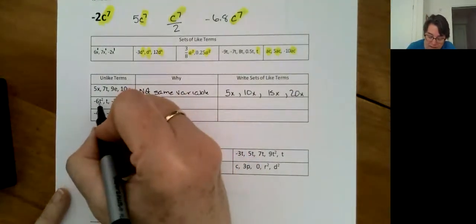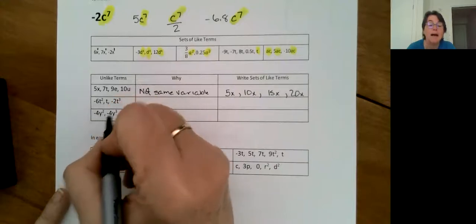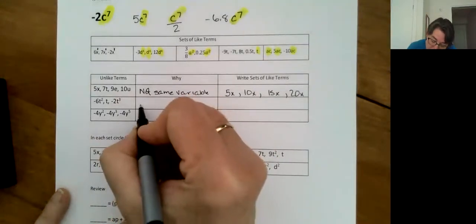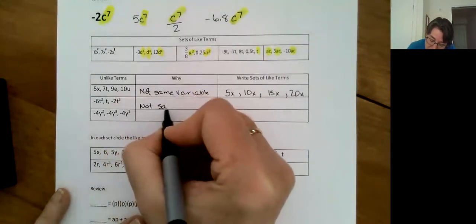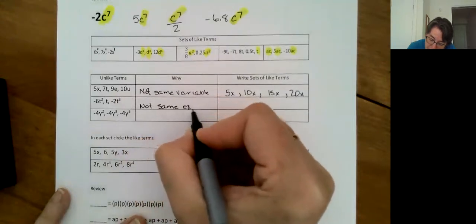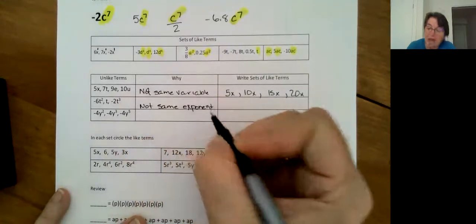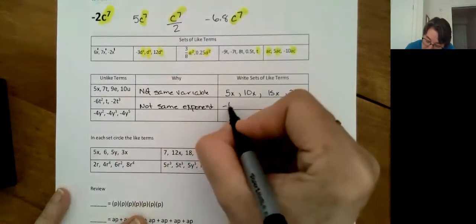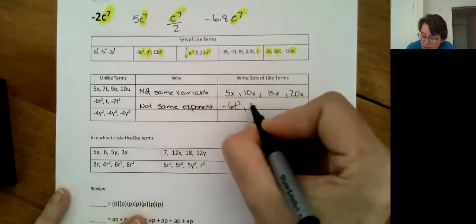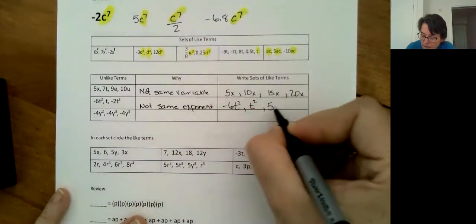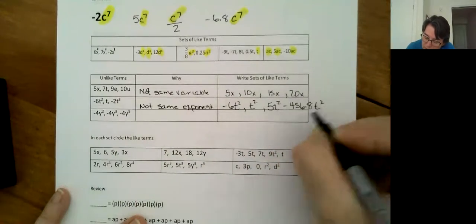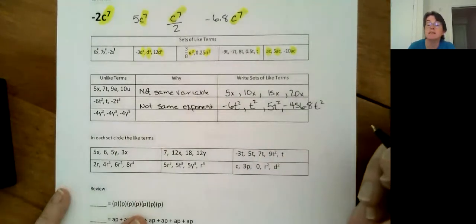All right, we've got minus 6t. See, look, this one looks better. They're all t's, but what's the screw up? Okay, not matching exponents. So, not same exponent. You have to have the double match. It has to be the same letter and the same exponent. So minus 6t squared, I'll use that as my first one. t squared, 5t squared, minus 456.8 t squared. Doesn't really matter. As long as there's a t squared, it's going to be a like term.